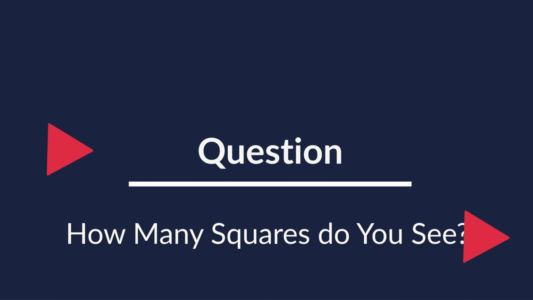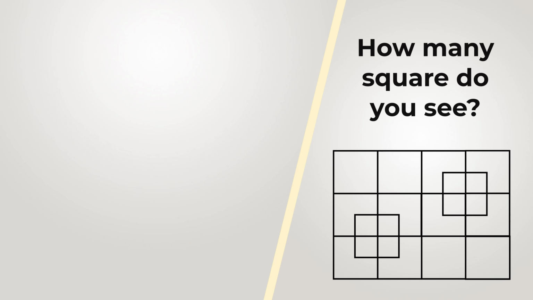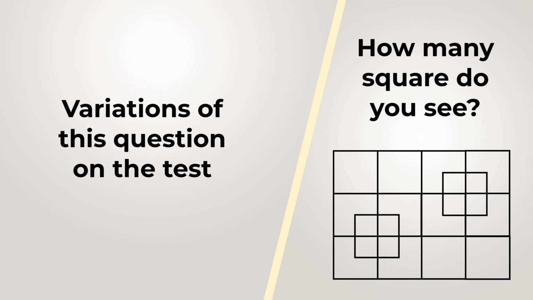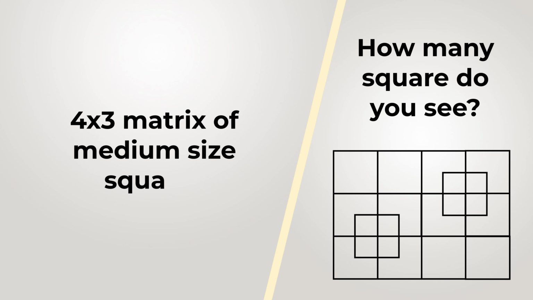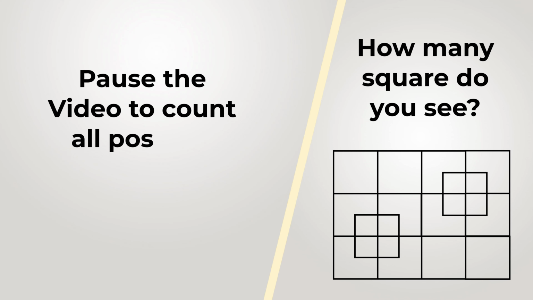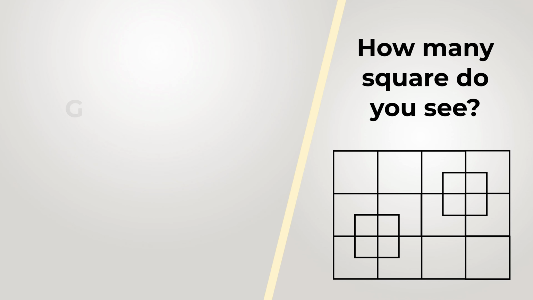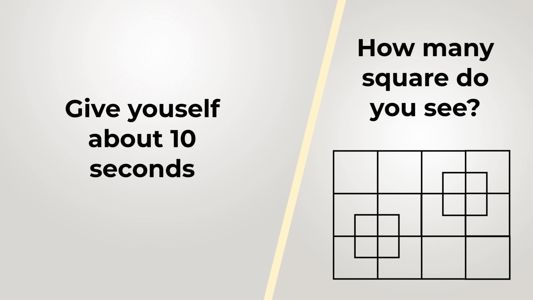I gotta tell you, I love this question. This is such a unique question, and we see a lot of variations of this question on the test. In this particular version, you are presented with the 4x3 matrix of squares, and then you see 2 additional squares on top of the medium-sized squares. And the question is, how many squares do you see in the picture? Take a closer look and give yourself a little bit of time to find out the answer. Feel free to pause this video if you need more time.